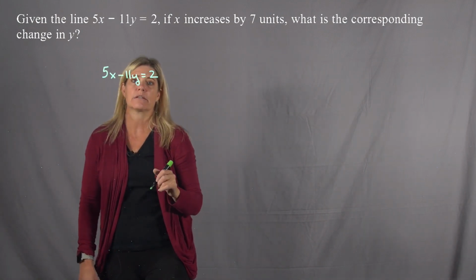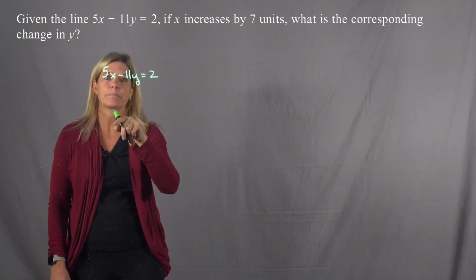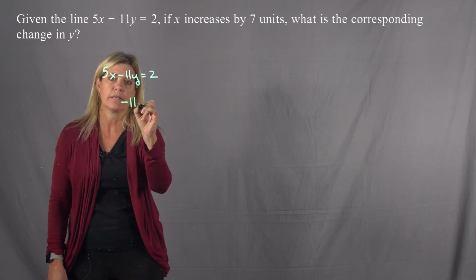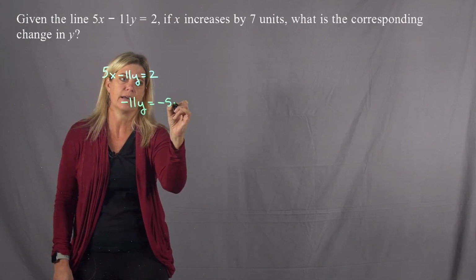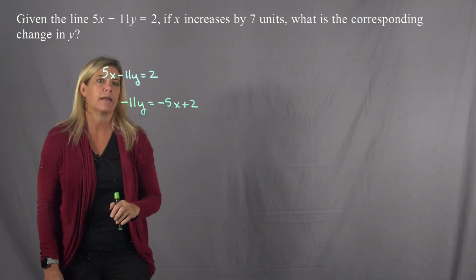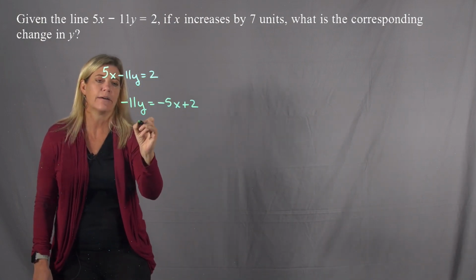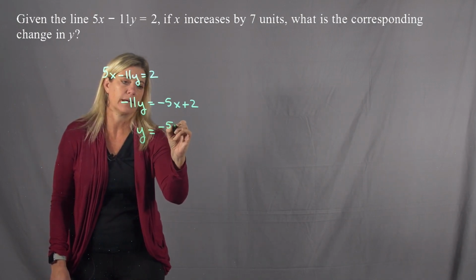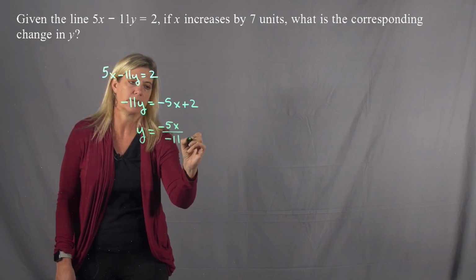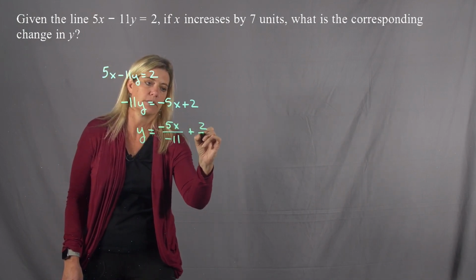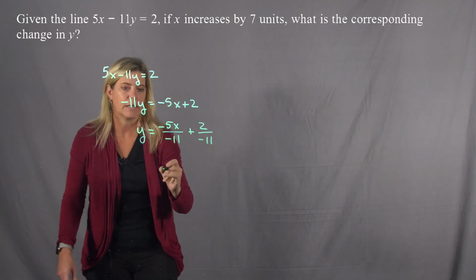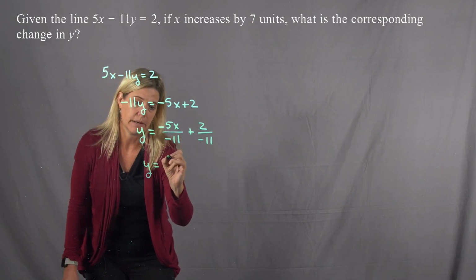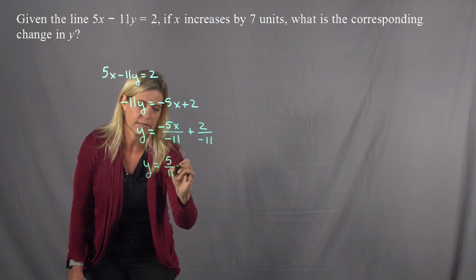So in order to put this in slope-intercept form, we need to isolate y. So the first thing I need to do then is subtract 5x from both sides. So that's going to give me negative 11y is equal to negative 5x plus 2. And then I need to divide everything by a negative 11 so that I have the y isolated. So y is equal to, I'll go ahead and write it this way, negative 5x over negative 11, or divided by, plus 2 divided by negative 11. And now I'm going to clean that up just a little bit and say this is y equals, a negative divided by a negative is a positive, so this is going to be 5/11 x.